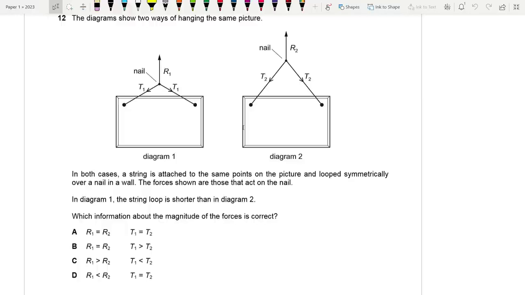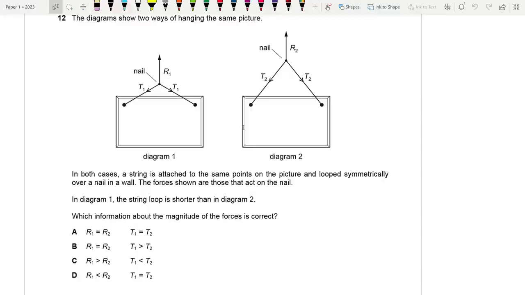In both cases, a string is attached to the same points on the picture and looped symmetrically over a nail in a wall. The forces shown are those that act on the nail. In diagram 1, the string loop is shorter than in diagram 2. Which information about the magnitude of the forces is correct?